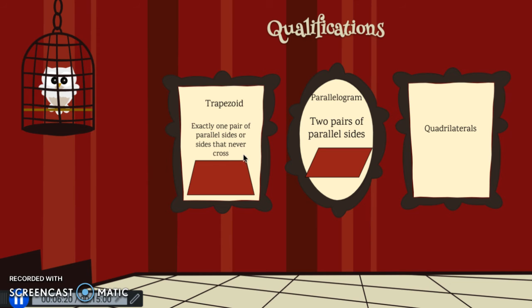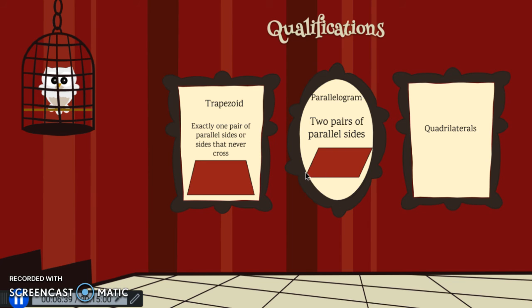Now, again, if I kept going here, eventually this side and this side would cross somewhere up in here, because my lines would go over one another. So a trapezoid has exactly one pair of parallel sides. Now, a parallelogram, on the other hand, has two pairs of parallel sides.